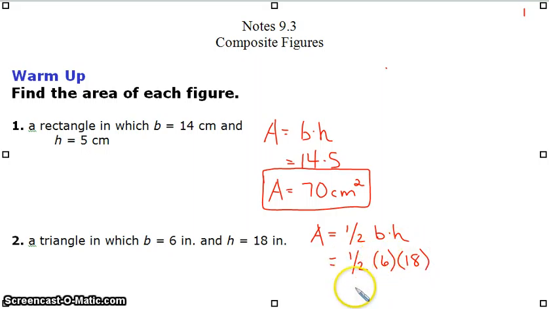Excellent. Okay, so now we're going to find the total area, and we're going to have to do some math here. We'll multiply 0.5 times 6 times 18, or we can multiply 18 times 6 and divide by 2. So it looks like we're going to have 54 inches squared. Okay, so that's a pretty good warm-up, just going over the formulas for the area of a rectangle and the area of a triangle, just recapping on that. Looks pretty good.